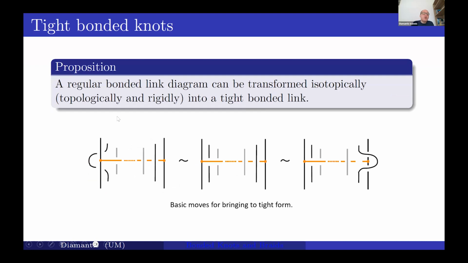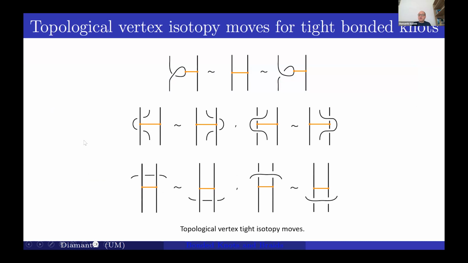And of course, any regular bonded linkage diagram can be transformed into a tight bonded link, as you can see here with the poke move, with the finger move. And here are the topological isotopy moves that you are allowed to use in the topological vertex category. And of course, if you replace the topological move with the rigid vertex, you have the rigid vertex isotopy moves, for that category. Okay, so this is extremely important so far for us.